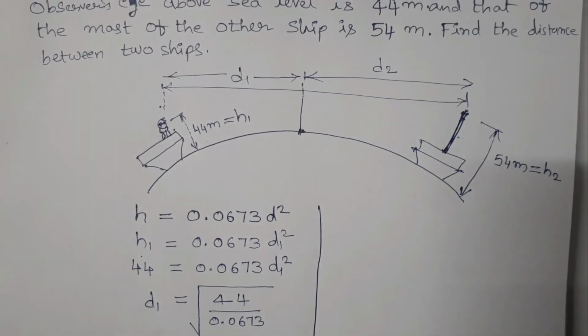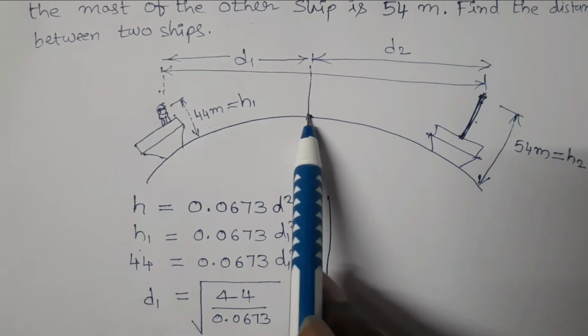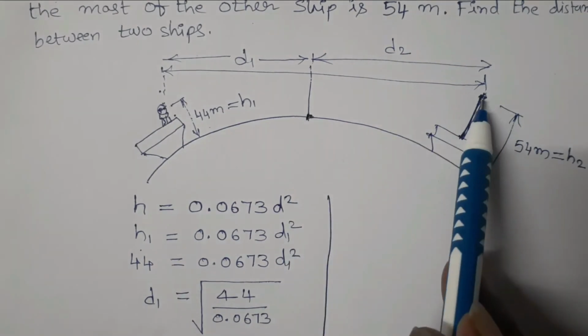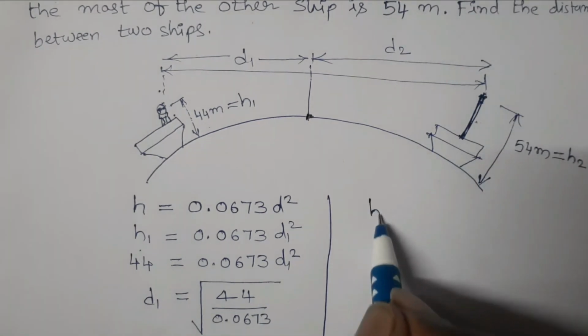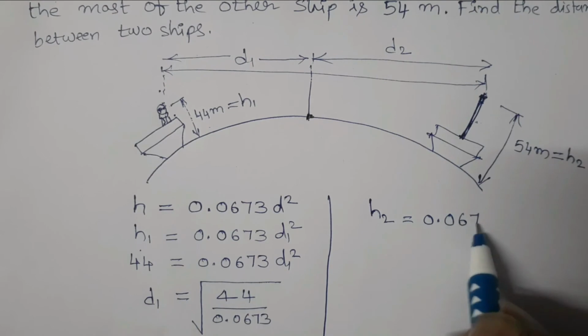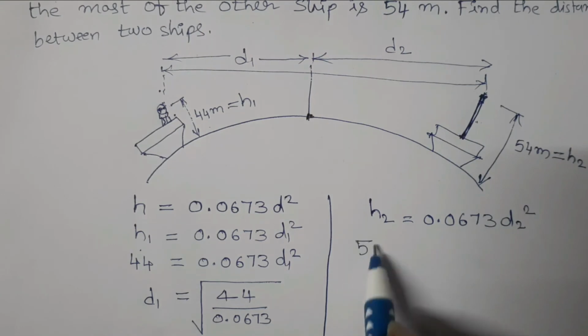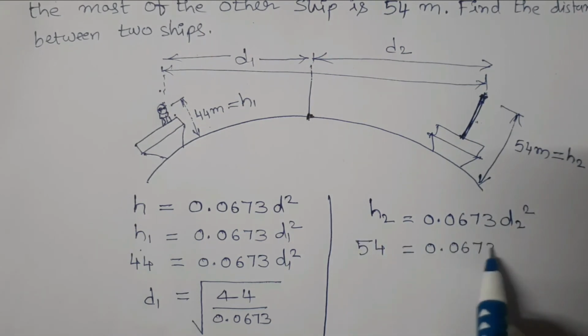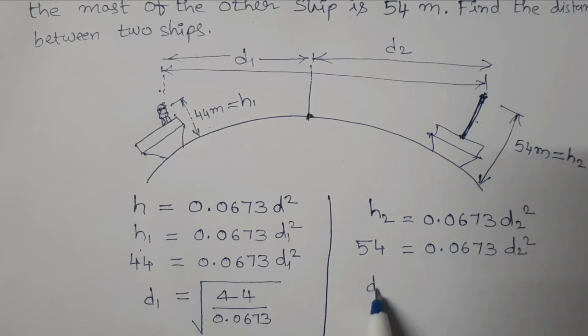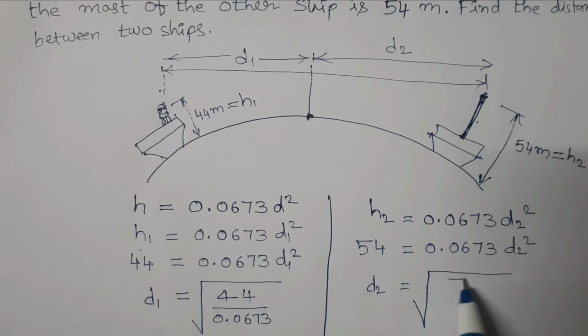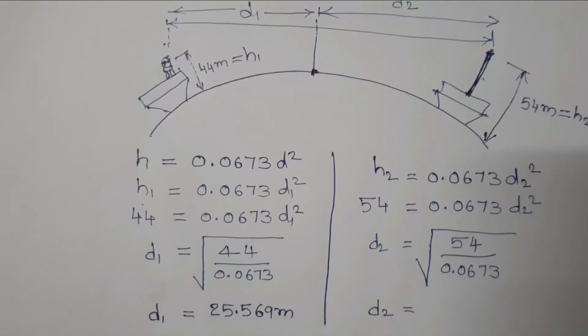Similarly, we have to get the distance from this point to this point. h2 is equal to 0.0673 d2 square. h2 is equal to 54 meters. d2 is equal to square root of 54 divided by 0.0673. d2 is equal to 28.326 kilometers.